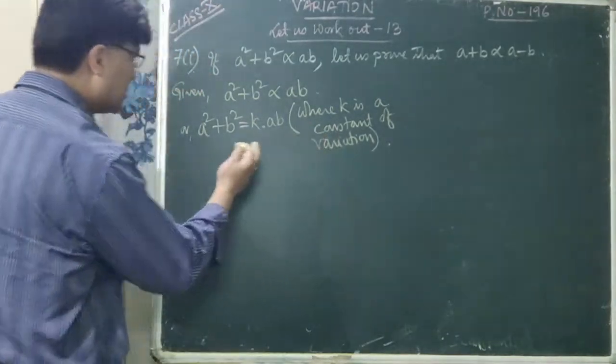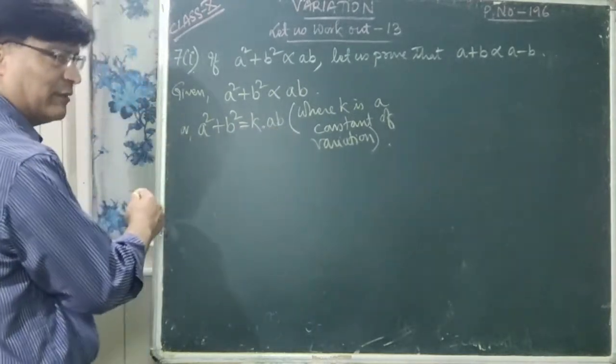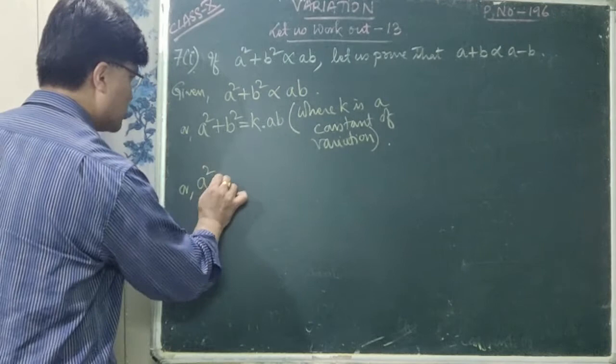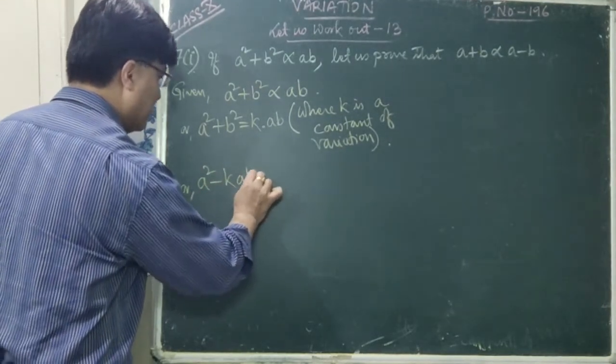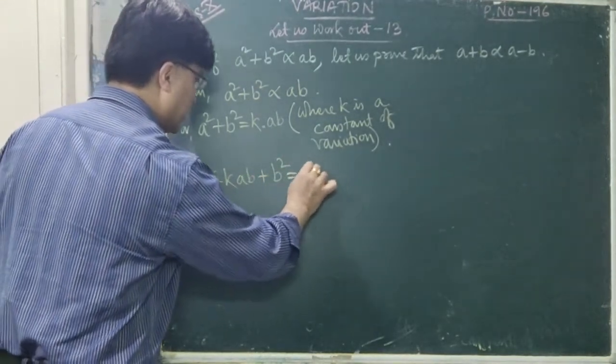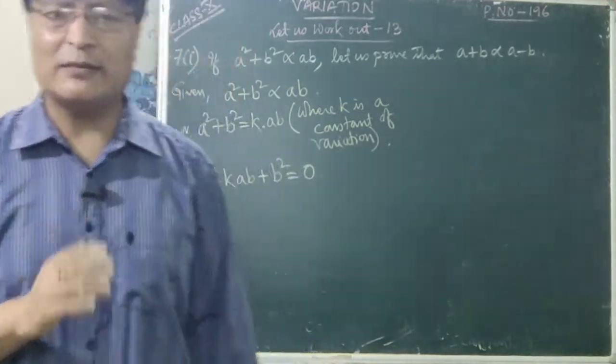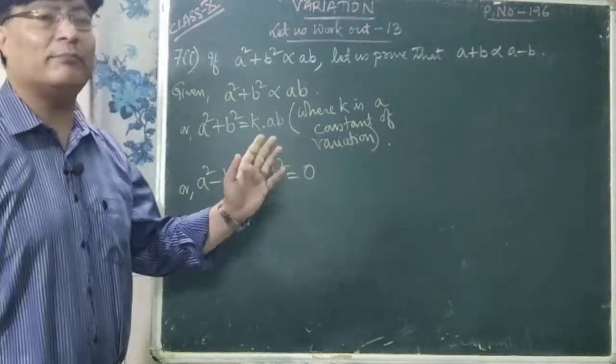Okay, so let us take this kab to the left hand side to make right hand side 0, or a square minus kab plus b square is equal to 0. Okay, now you have to get the relation between only a and b.